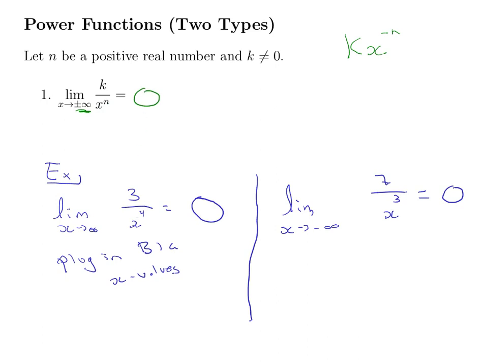So now, anytime we see a power function like this, we just have to take a look and make sure that x is going to positive or negative infinity, and we don't even have to think about it anymore. We can say this limit's 0. That's our first power function.